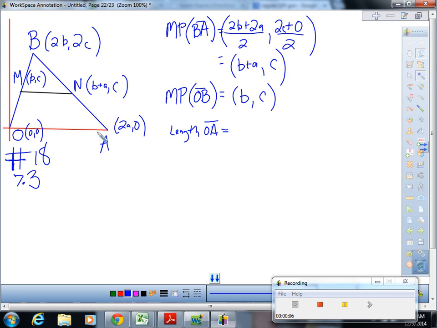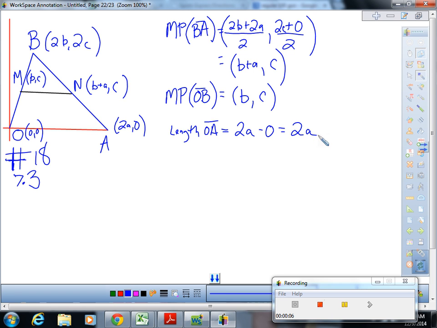If we had a point along the x-axis and we wanted to find the length of the distance of OA, wouldn't we just use subtraction? Isn't the length of OA just 2a? Does everybody understand that? It's 2a minus 0, which is just 2a.